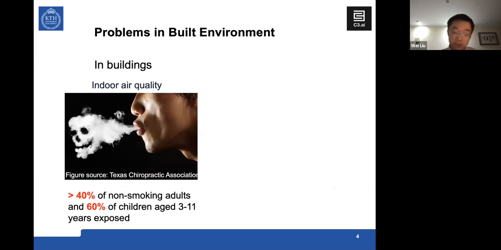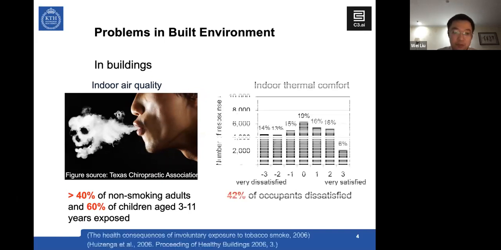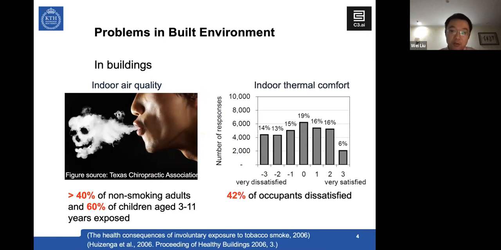For example, this study shows that more than 40% of non-smoking adults and 60% of children aged from 3 to 11 years old are exposed to tobacco particles. And besides, 42% of the occupants are dissatisfied with the indoor thermal comfort in office buildings.